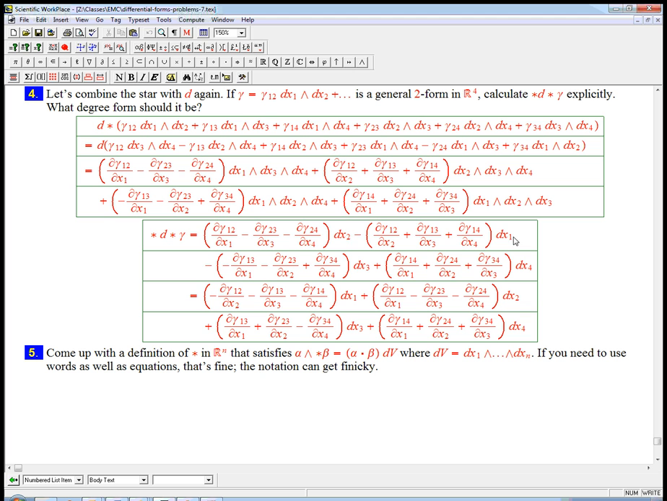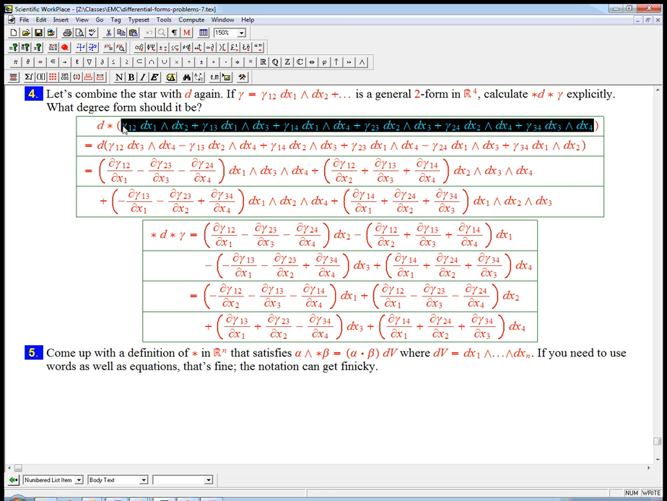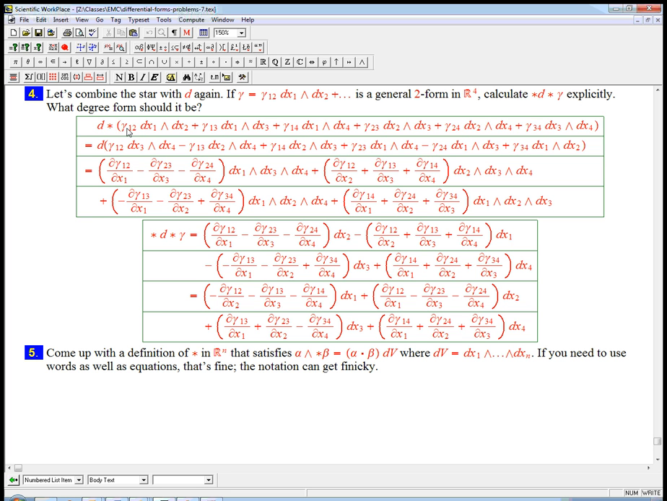I just went ahead and switched the 1 and the 2 to put them in order, and then I distributed through the minus signs. But it's still kind of a weird pattern of minus signs. Part of that is that we didn't know in advance a good way to write the original form. So let's agree that I can rewrite, if necessary, gamma 1, 2, dx1, dx2 as negative of gamma 2, 1, dx2, dx1.